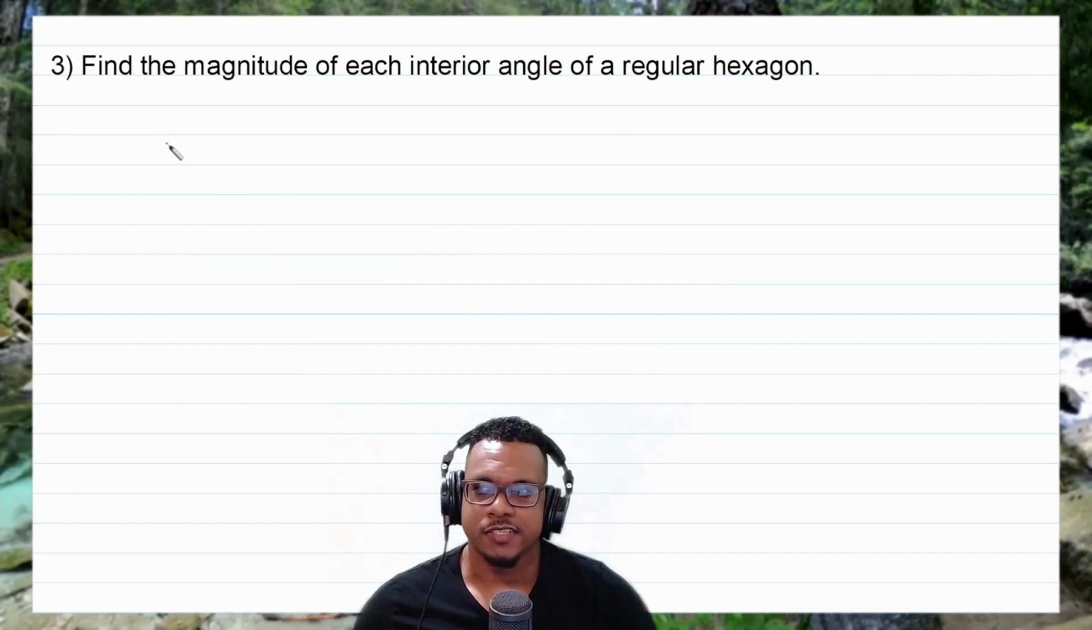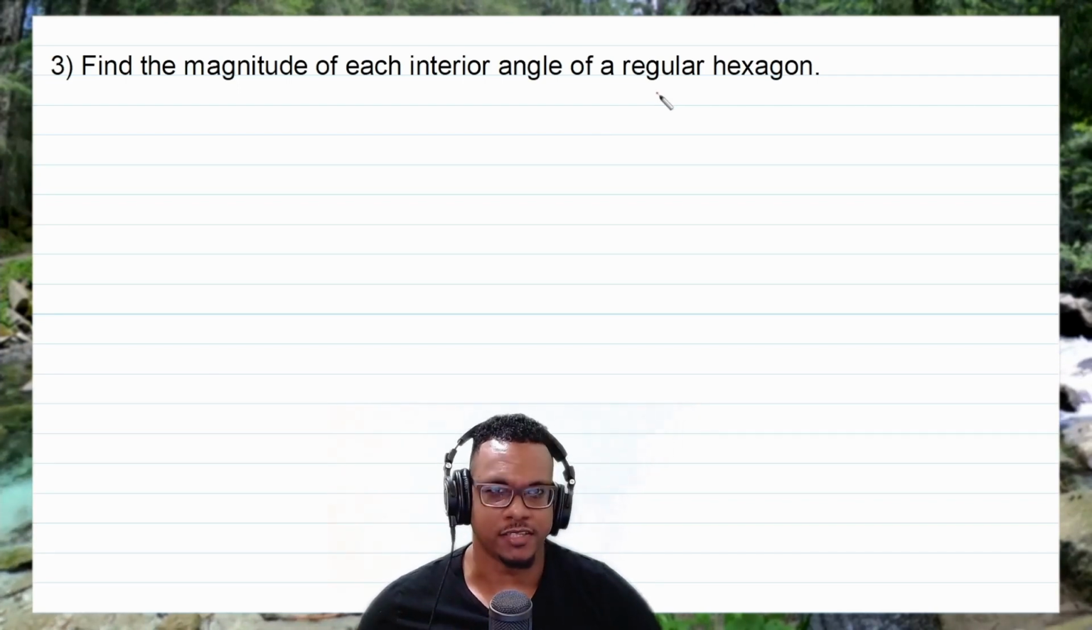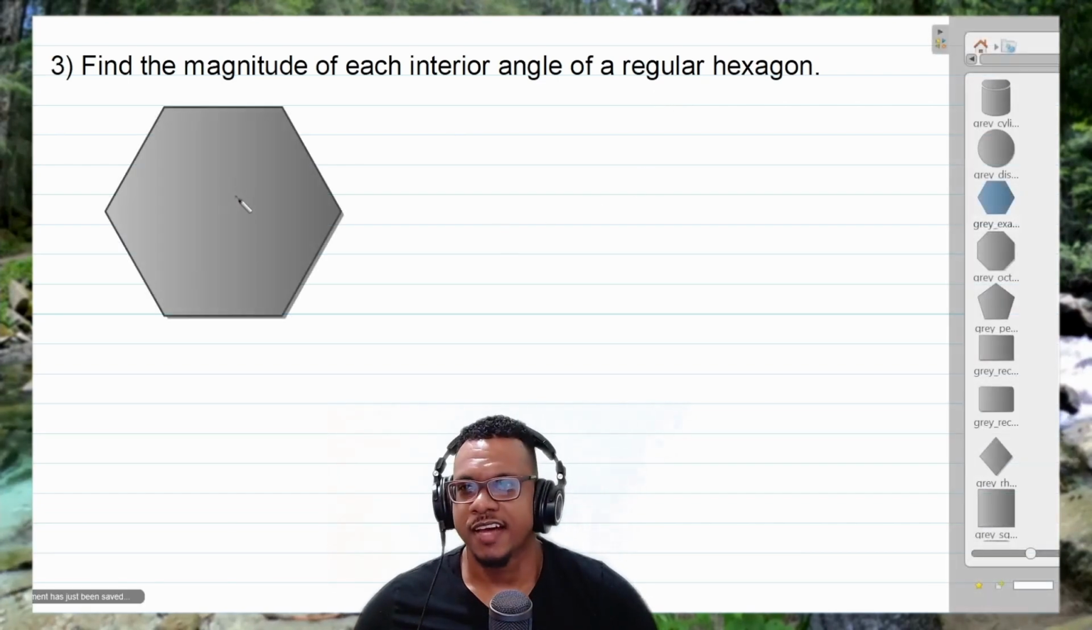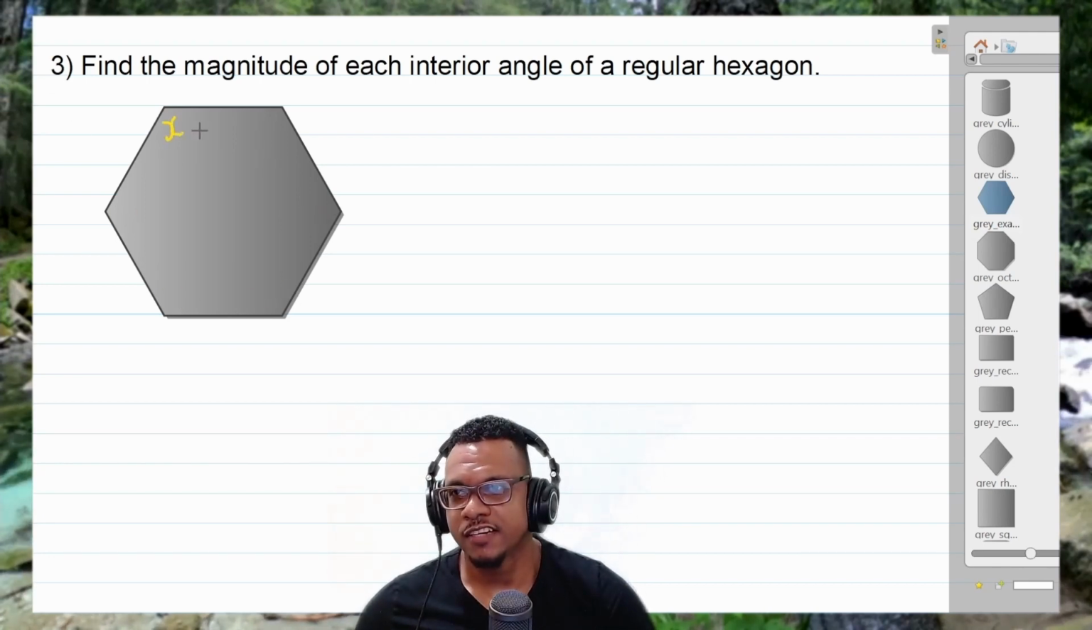So in my third question here, I want to find the magnitude of each interior angle of a regular hexagon. So regular would mean that in the hexagon, the lengths of its sides are equal, the interior angles have equal magnitude, and the exterior angles also have equal magnitude. So a hexagon has 6 sides, so we have 1, 2, 3, 4, 5, 6 sides. Each side has equal length, and each interior angle would have the same magnitude. So I can call each interior angle x.